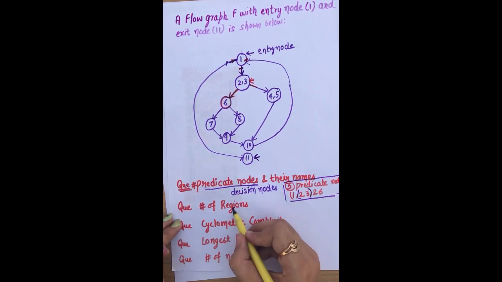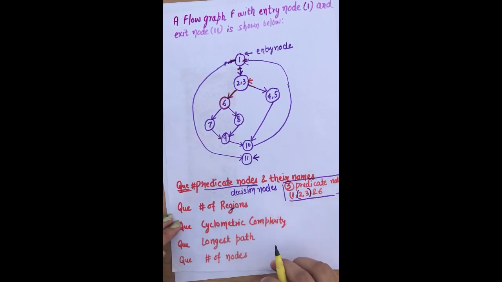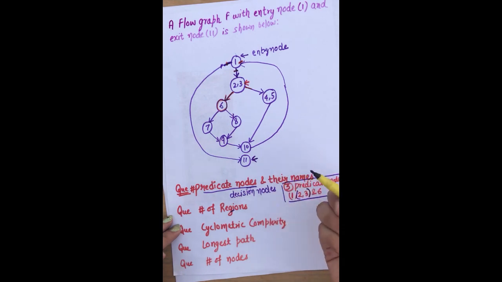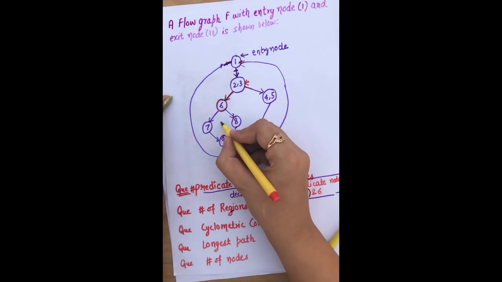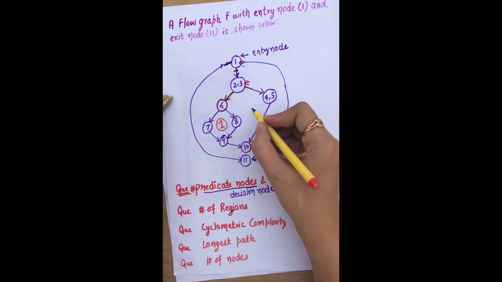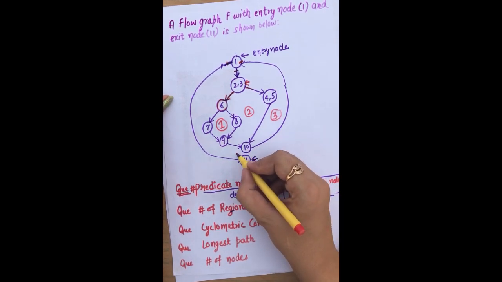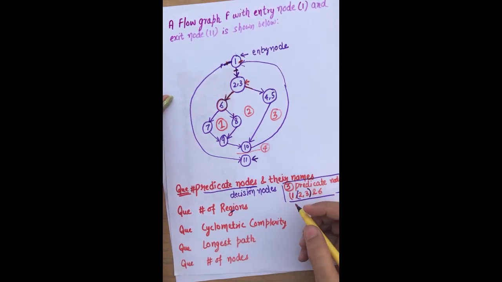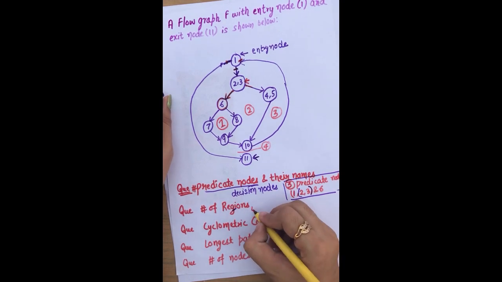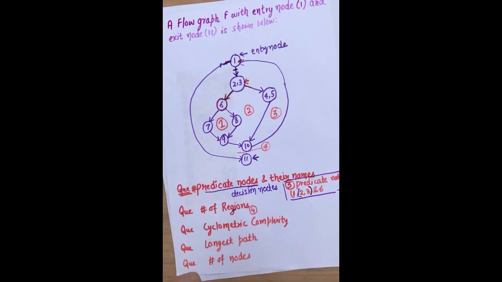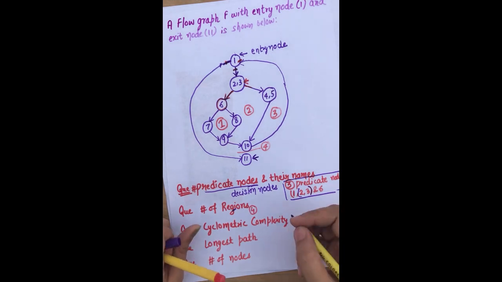Now, what is the number of regions? For the number of regions, we can either go directly or use a formula. Here you can directly see how I calculate the regions. See here, the closed loop is one region, this is the second region, this is the third region, and this is the fourth region. So you can directly find it: there are 4 regions.